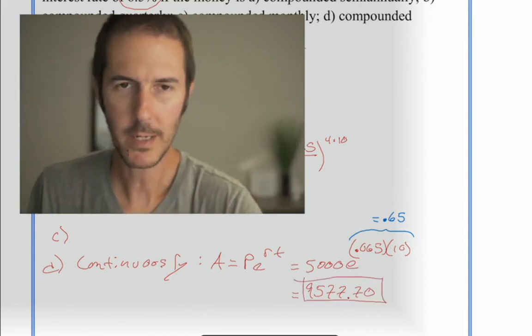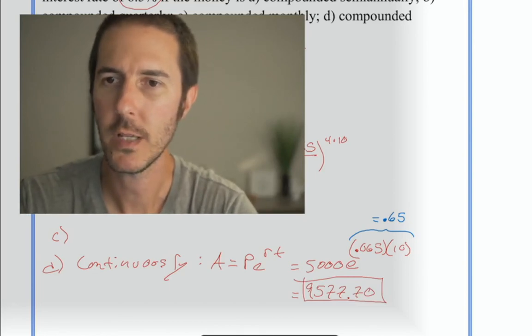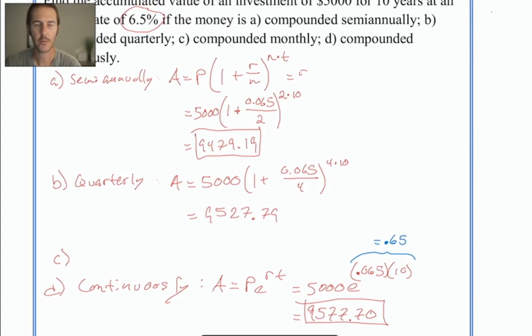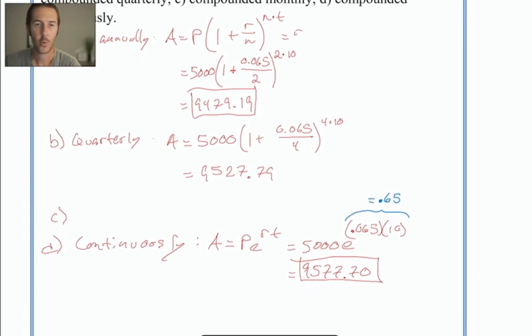So you can see when we were compounding semi-annually, we ended up with an accumulated value of 9,400 and change. Compounding quarterly, we made it up to $9,527, and then by compounding continuously, we got a little bit more money, like an extra $50 or so. It went up to $9,577. Now, if the principal were larger, then the difference between those answers would be even larger. And that would be an even better illustration of just how valuable compounding continuously is compared to any of the others.